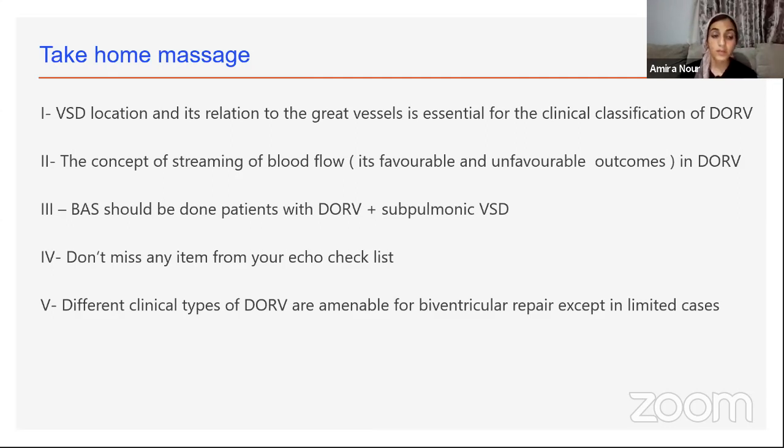with DORV subpulmonic VSD. And again, I stress: don't miss any item from the echo checklist I illustrated for patients with double outlet right ventricle, so as not to miss any anatomical component. And finally, the different clinical types of DORV are amenable, as we discussed, to biventricular repair, except in limited case scenarios. Thank you so much.